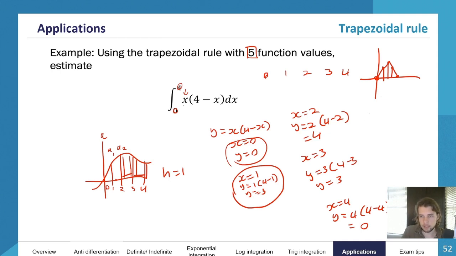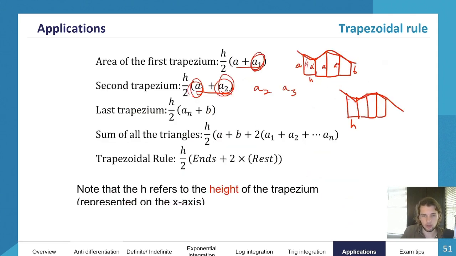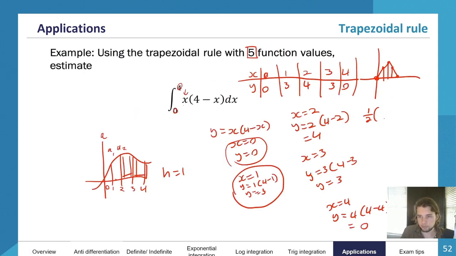So now to do that, let's actually just throw everything into this formula. So we have all these 4 different heights. We can put them next to each other like this: 3, 4, 3. So that's x, that's y, 3, 4, 0. So our trapezium rule would say we have h over 2. H is 1, so it's 1 over 2 multiplied by 0 plus 0. So that's our a and that's our b, our first value and our last value, plus 2 times everything else. So that's 3 plus 4 plus 3.